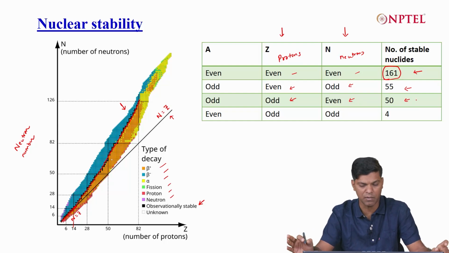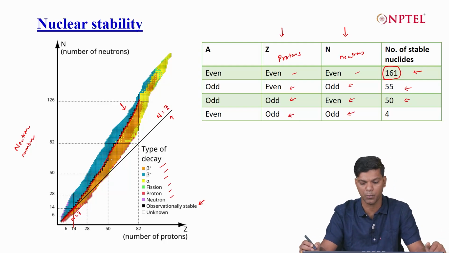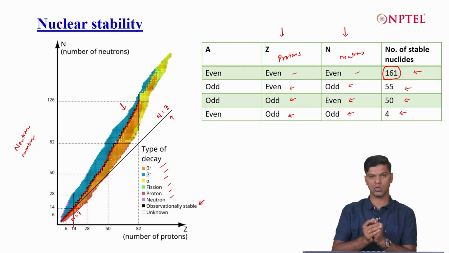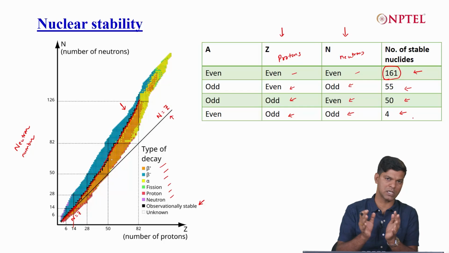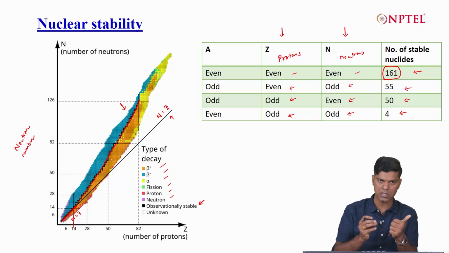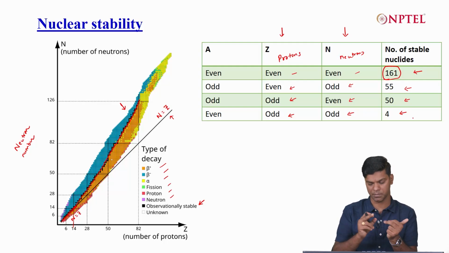And the least stable nuclides are the odd-odd ones. When there is an odd number of protons and an odd number of neutrons, you find the least number of stable nuclides. So, to have a more stable nuclide, you need to have higher neutrons, and also an even number of neutrons and an even number of protons.